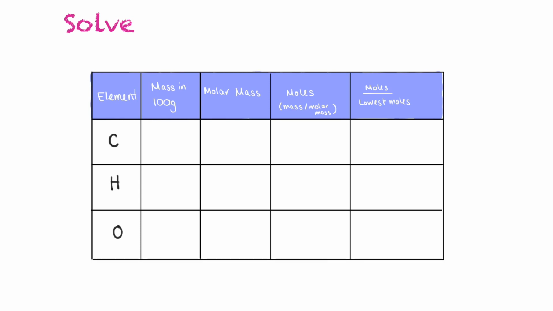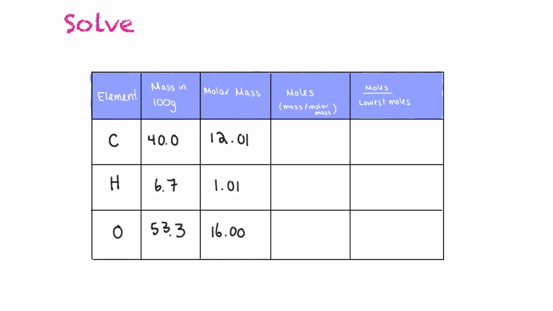So you see there's 3 this time. And the mass in 100 grams would be 40.0 for carbon, 6.7 for hydrogen, and then 53.3 for oxygen. Now we need to look up the molar masses. So the molar mass for carbon is 12.01. The molar mass for hydrogen is 1.01. And the molar mass for oxygen is 16.00.